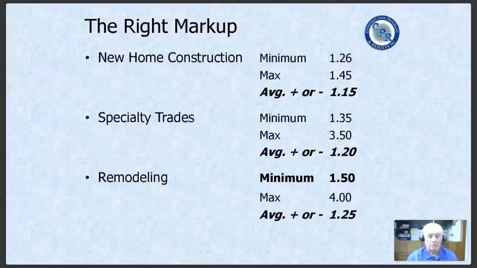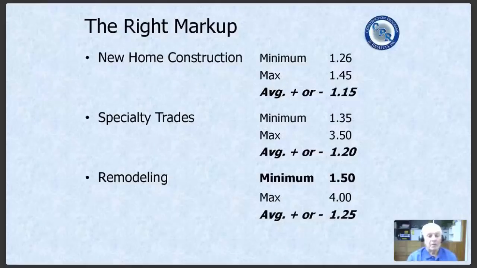They don't. Okay, let's go to specialty trades. Specialty trades being electrical, plumbing, roofing, siding, windows, doors, concrete, that kind of stuff. The minimum markup for a specialty contractor would be 1.35. I've seen specialty contractors use markups all the way up to 3.5. Okay. The average around the country, as best we can tell from our research, the average specialty contractor marks their stuff up 1.20, a full 15 points less than they should be.